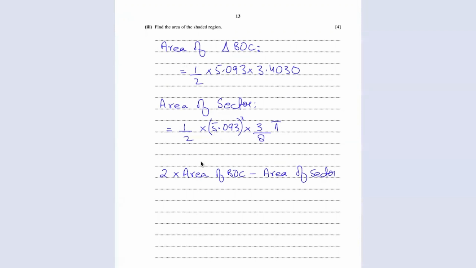So multiplying the area of BOC by 2 will get 17.331 and the area of the sector would be 15.279. So putting this value into the calculator, we'll get 15.279 centimeters squared. So the area of the shaded region would be 2.05 centimeters squared.